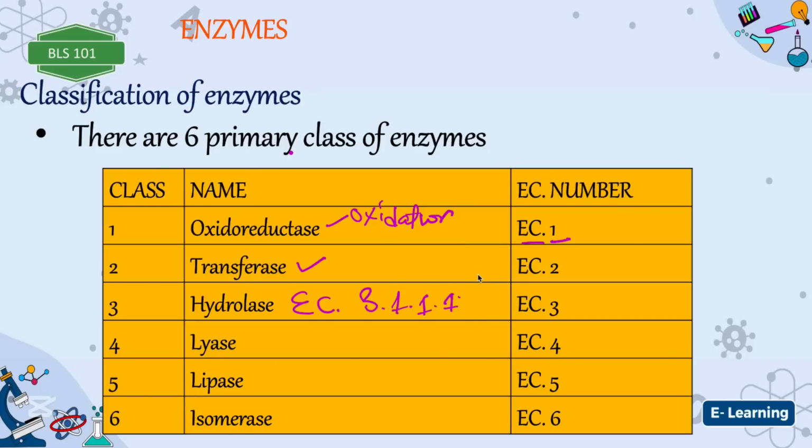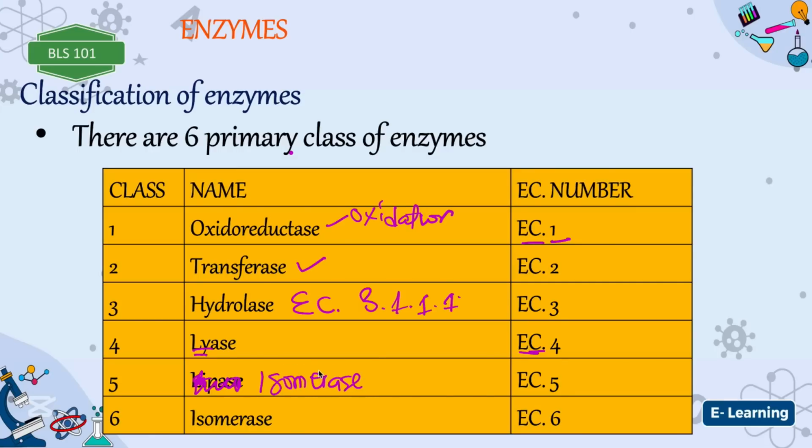Then the fourth one is the lyases. This one, they add or remove groups to form double bond, like the pyruvate decarboxylase enzyme. So if you see EC4, know that that enzyme is a lyase enzyme. All right. Then number 5, this is where the mistake is. Number 5 is supposed to be isomerase.